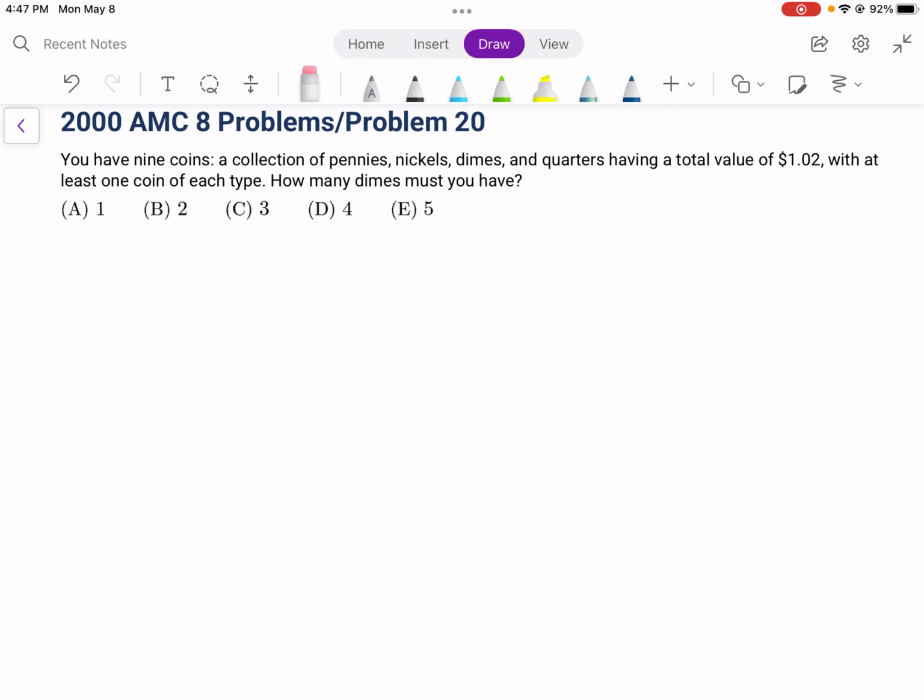If it's 95 cents, we use 102 cents minus 95 cents. That's 7 pennies. And this is not possible because we have 9 coins in total and we have at least 1 coin of each type. So the only solution is that the sum of nickels, dimes, and quarters is $1, and then we have 2 pennies in total.